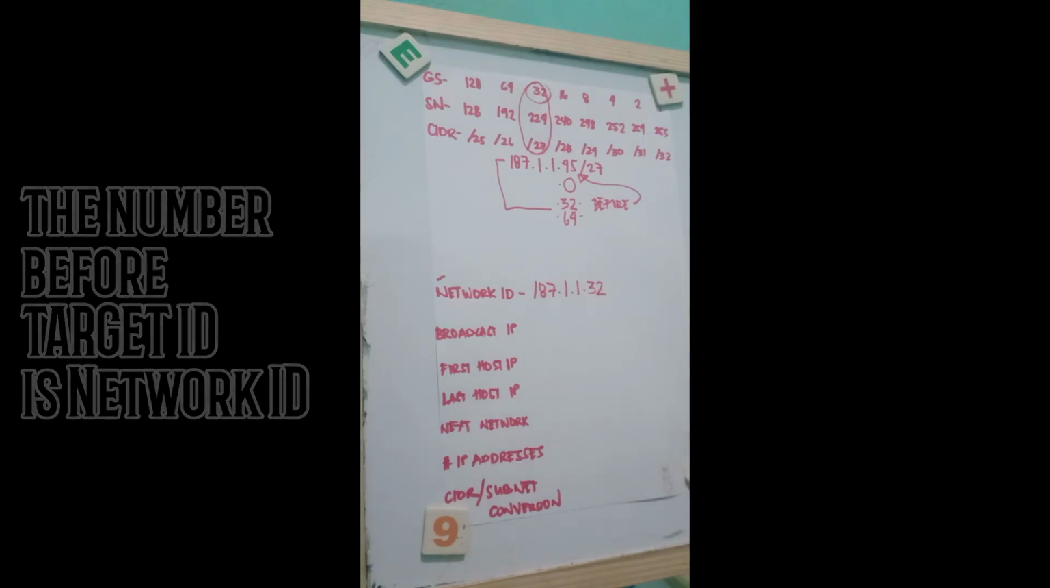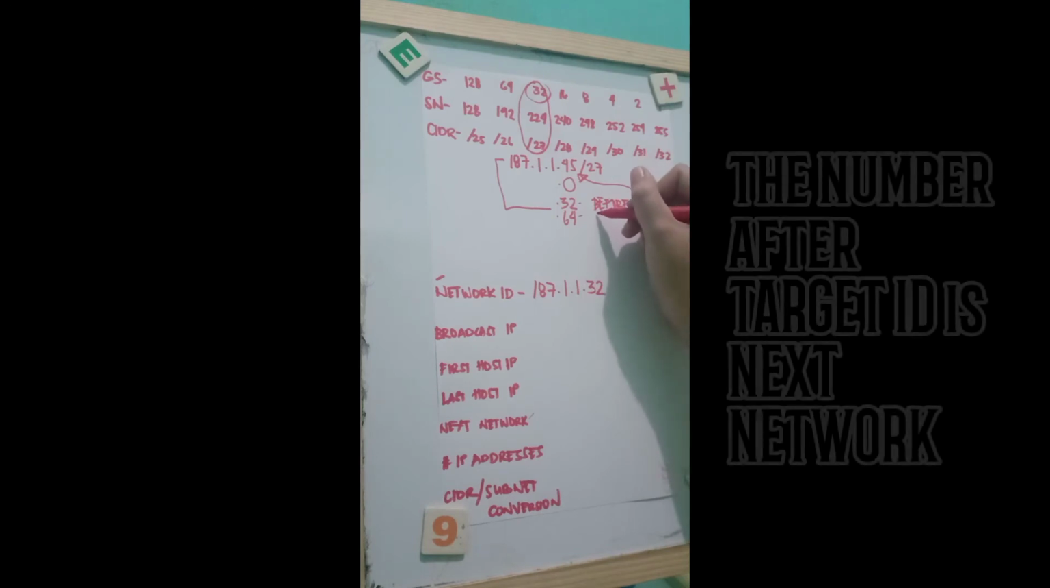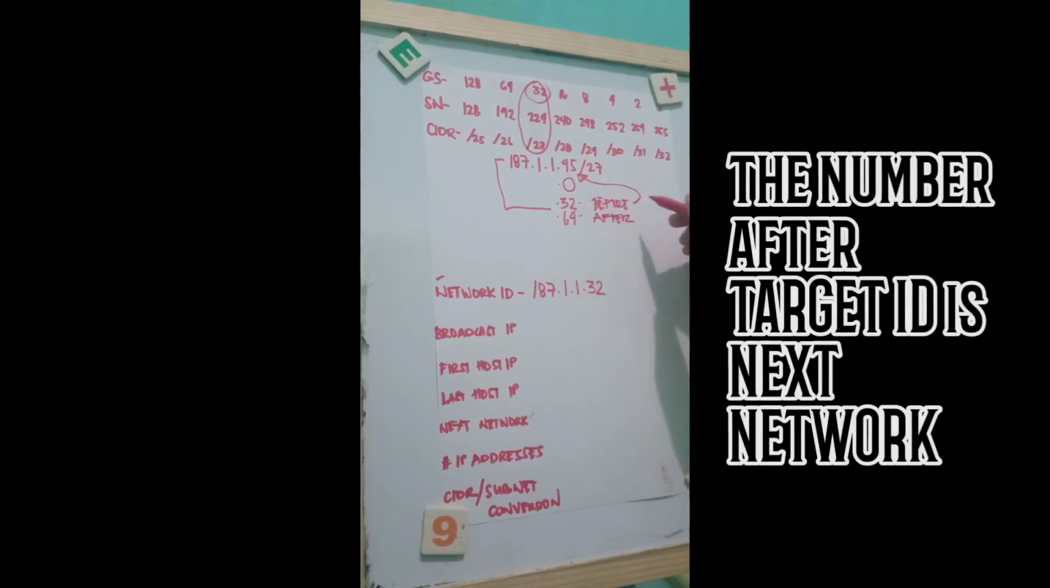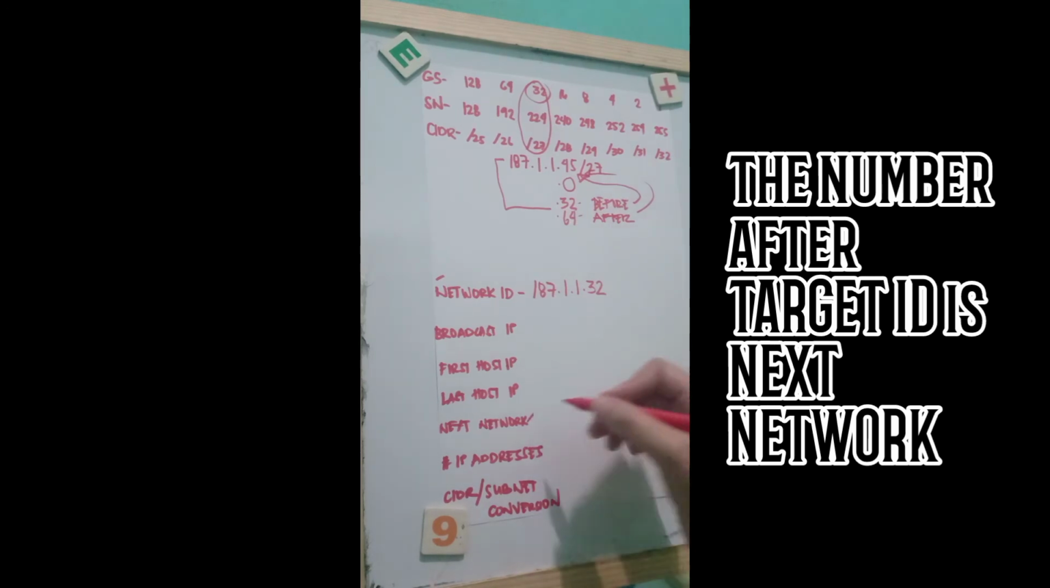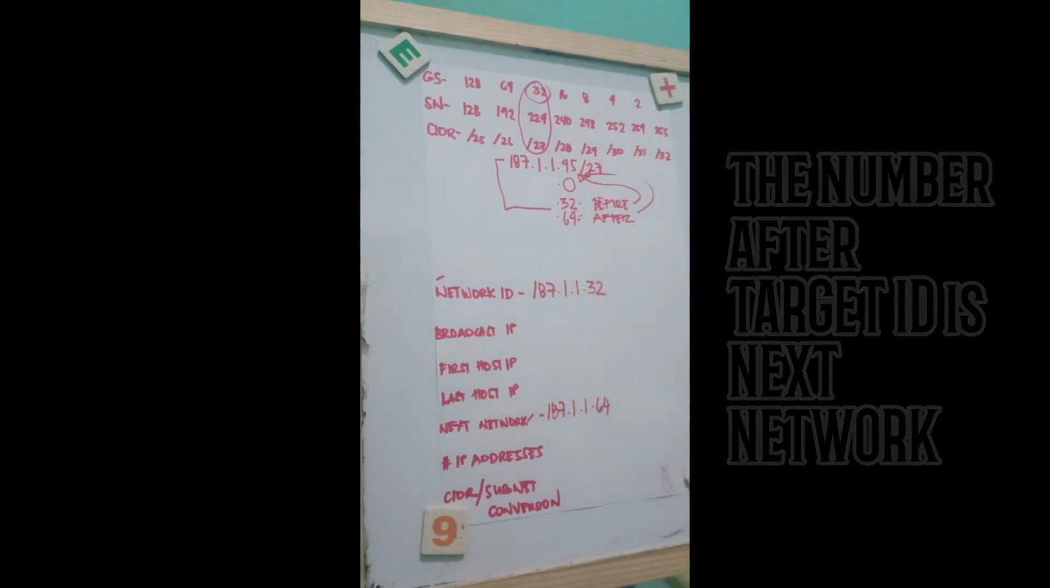Next is that 64. This number is our next network. Remember, the IP after our target is the next network. Therefore, we have 187.1.1.64. Alright, there you go.